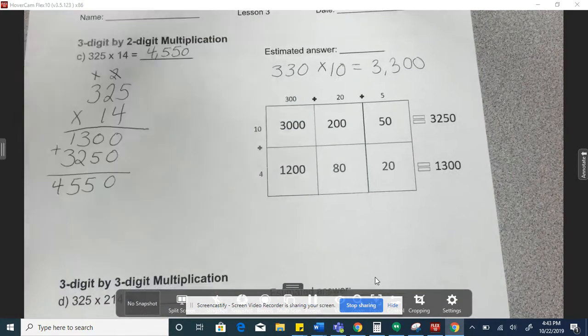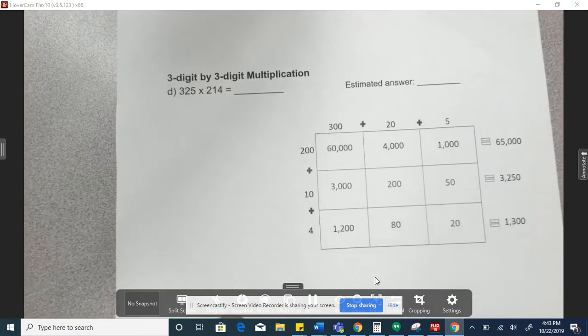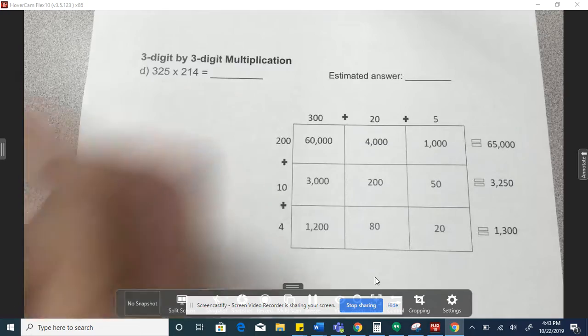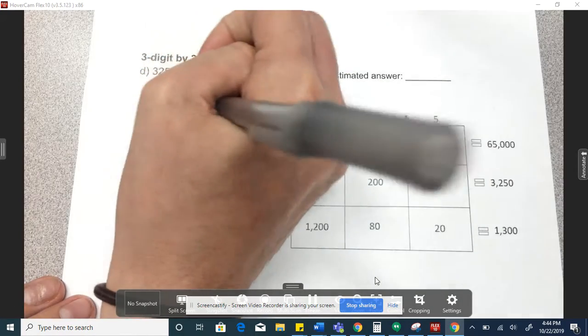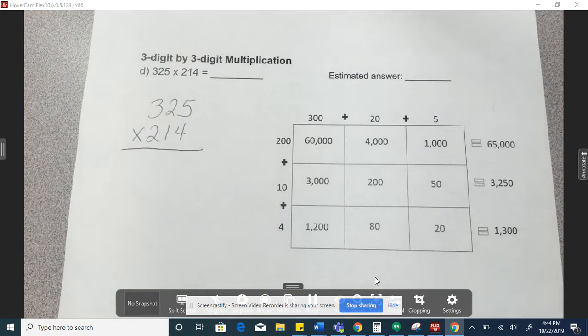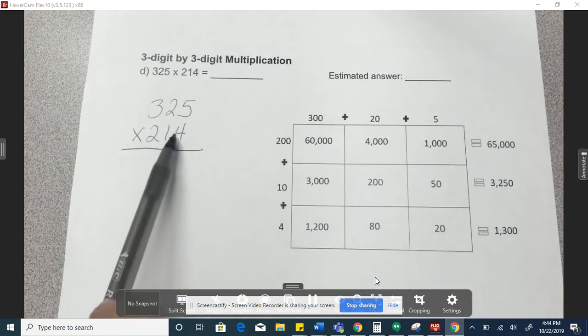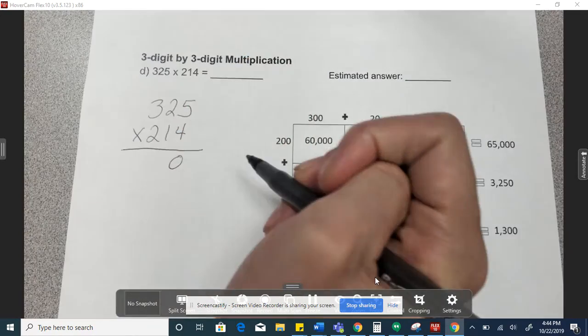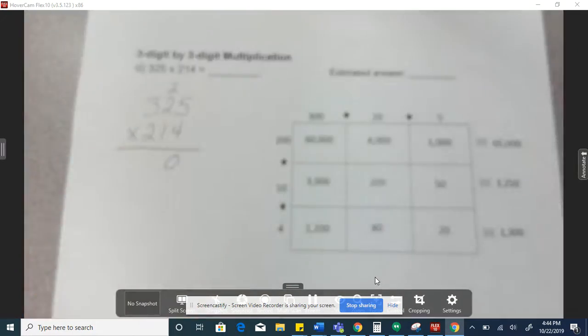Let's try one more. We're going to do a 3-digit by 3-digit number. Same thing we've been doing. 325 times 214 stacked on top of each other, so vertical. We're going to start with our ones place. 4 ones times 5 ones is 20 ones. Put a 0 in the ones place, carry the 2 to the tens.